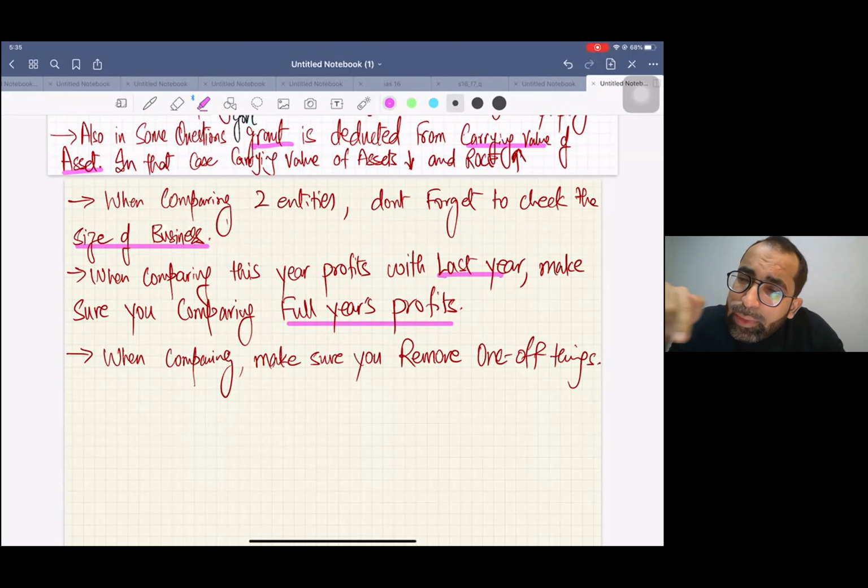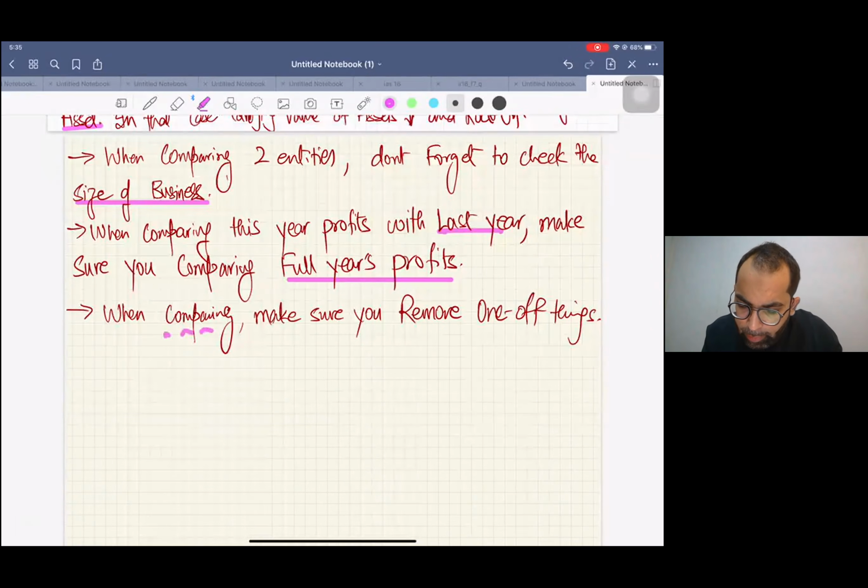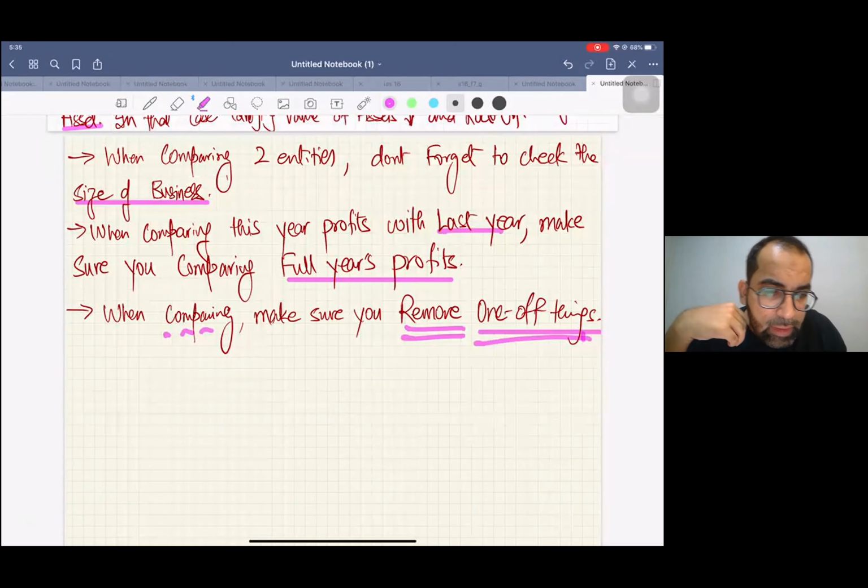This year only 6 months of subsidiary profits are included. So why are you complaining right now? When comparing, make sure you remove one-off things. Yes, this is also very important. As I've already told you, if there are one-off things, obviously remove them. Otherwise that comparison is never like with like. Be careful.